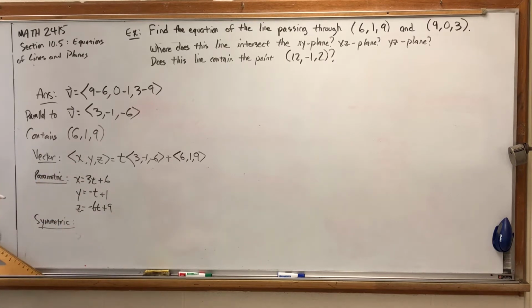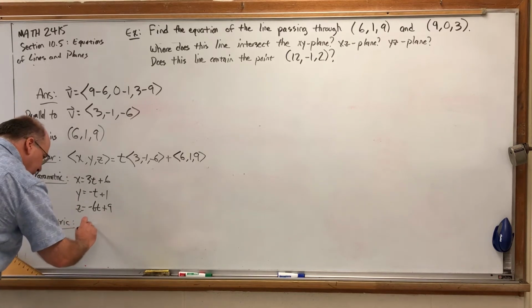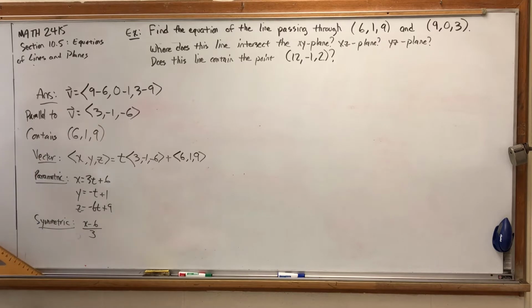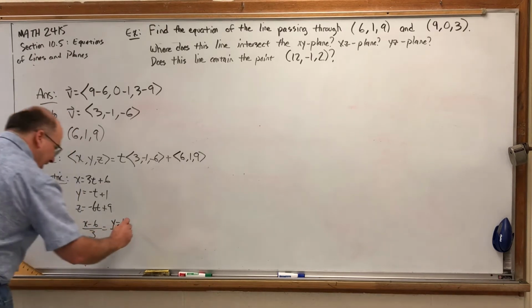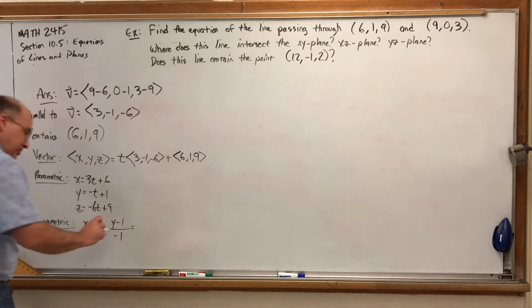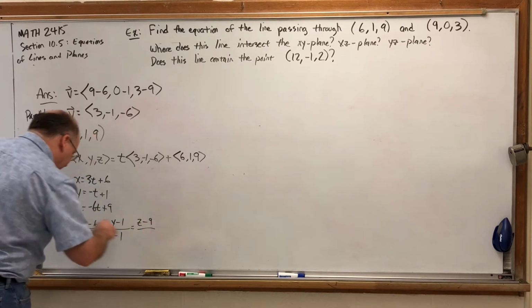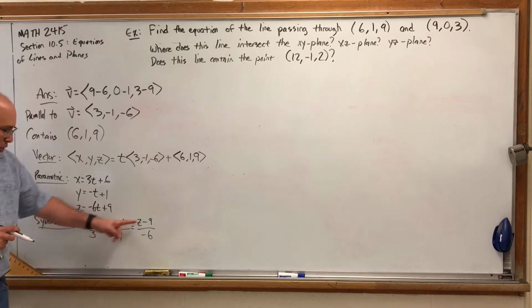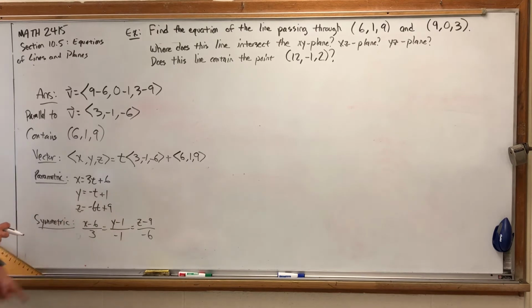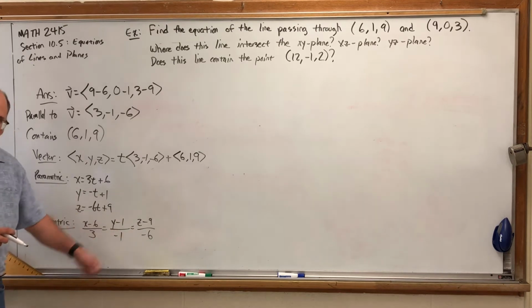If we needed symmetric form, I mean, we have formulas for these, but the concept is you isolate t in each of these, and then you set all of those expressions equal to each other. If we solve the first equation for t, we would subtract 6 and then divide by 3, so (x - 6)/3. If we solve the second equation for t, we would subtract 1 and then divide by -1. And if we solve the third equation for t, we would take z, subtract 9, and then divide by -6. But then again, the coordinates of the point are subtracted from x, y, and z. The components of the parallel vector are your denominators.